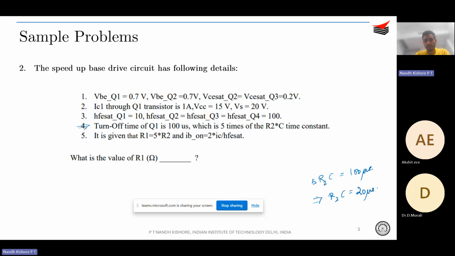And secondly, they have also told that, look at point number 5. R1 is 5 times R2. Okay, R1 is 5 times R2, or R2 is R1 over 5. Right, R2 is R1 over 5. We just computed what is R1 in the previous problem. So you know what is R2. If you know R2, you know what is C.